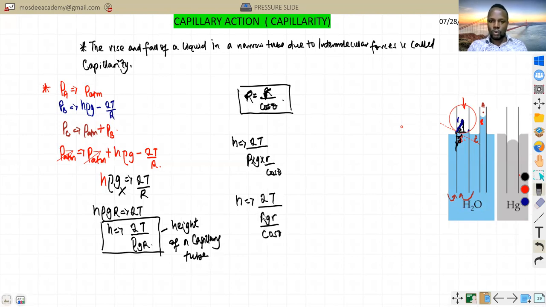Is this r or rho? This is rho, not p. We are talking about rho, which is the density. So this is rho, please. That's something about me sometimes, the way I write stuff.